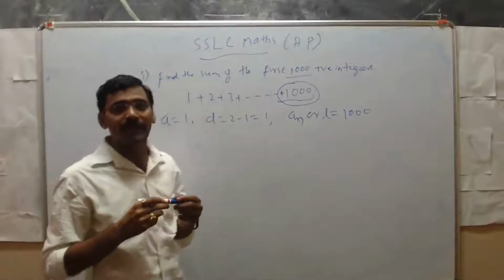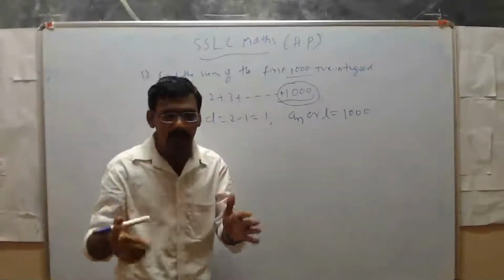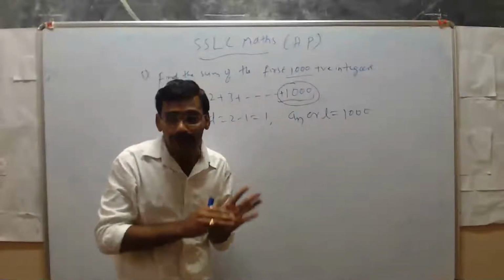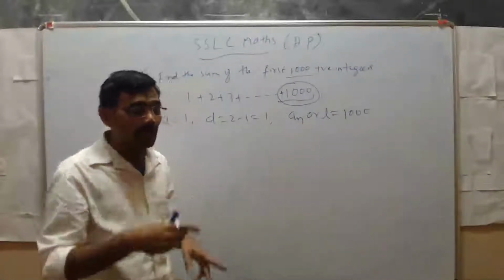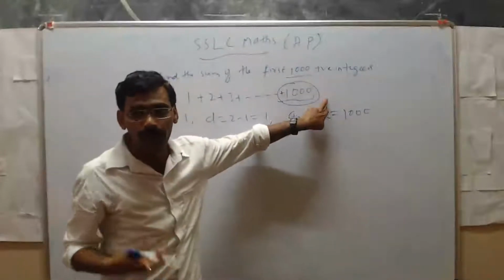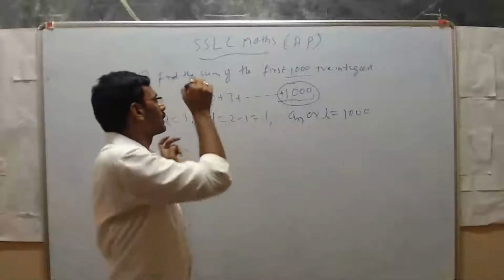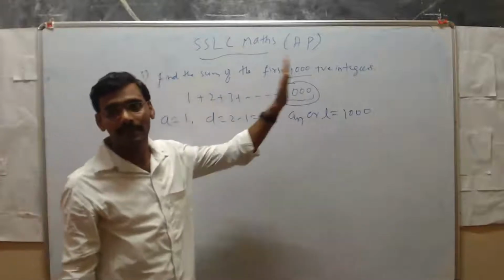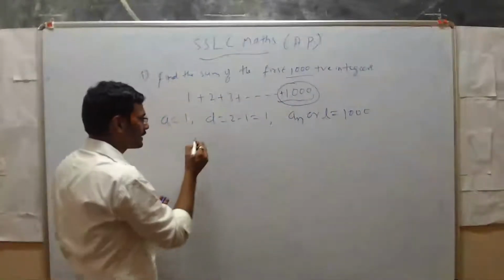To find the sum of n terms of an AP, keep in your mind, students, if we know the first term and last term of the AP, with the help of the first term and last term, how can we find the sum? What is the formula?